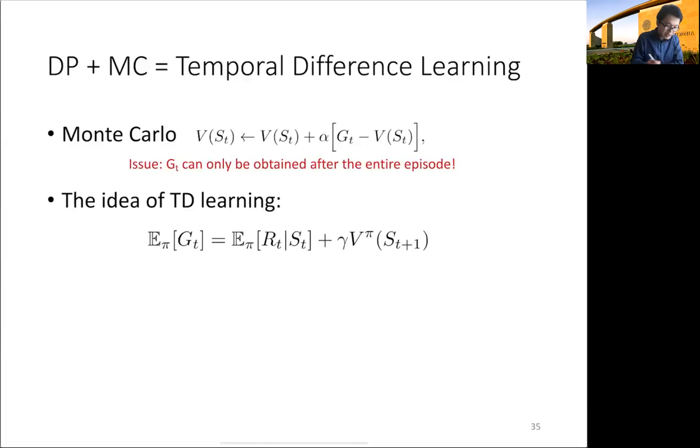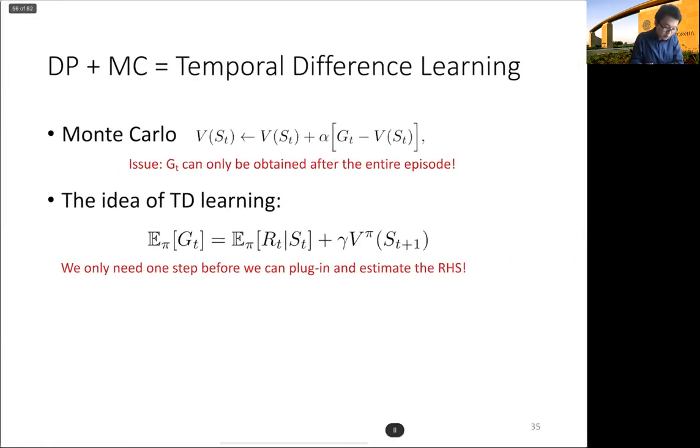If we apply the Bellman equation, then the expected value of G decomposes into the immediate reward that you can see right away after this step, and then the discounted future cumulative reward. Once you have this, we only need one step to estimate this part. The issue is that we don't actually have the true value function V^pi. So what can we do?